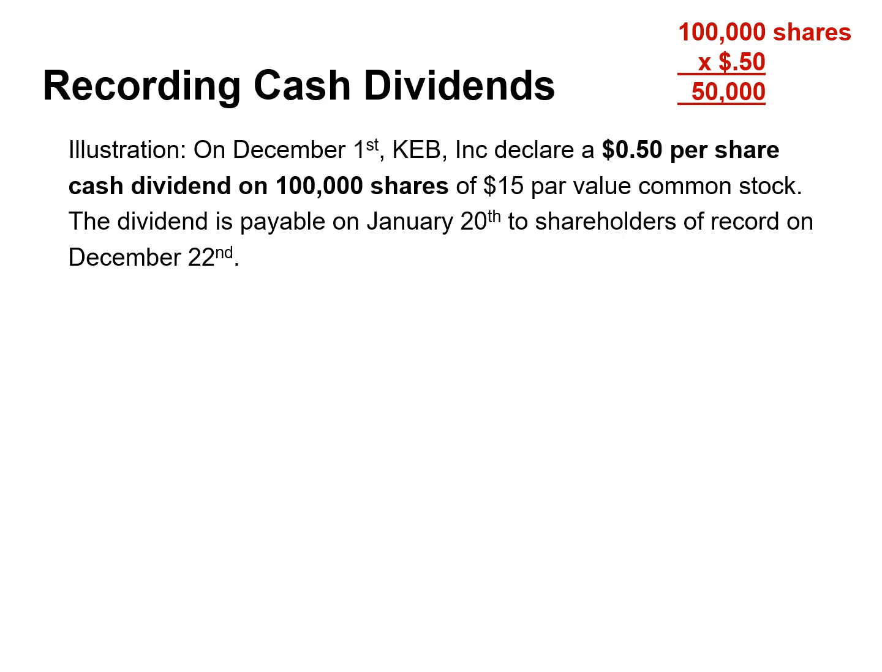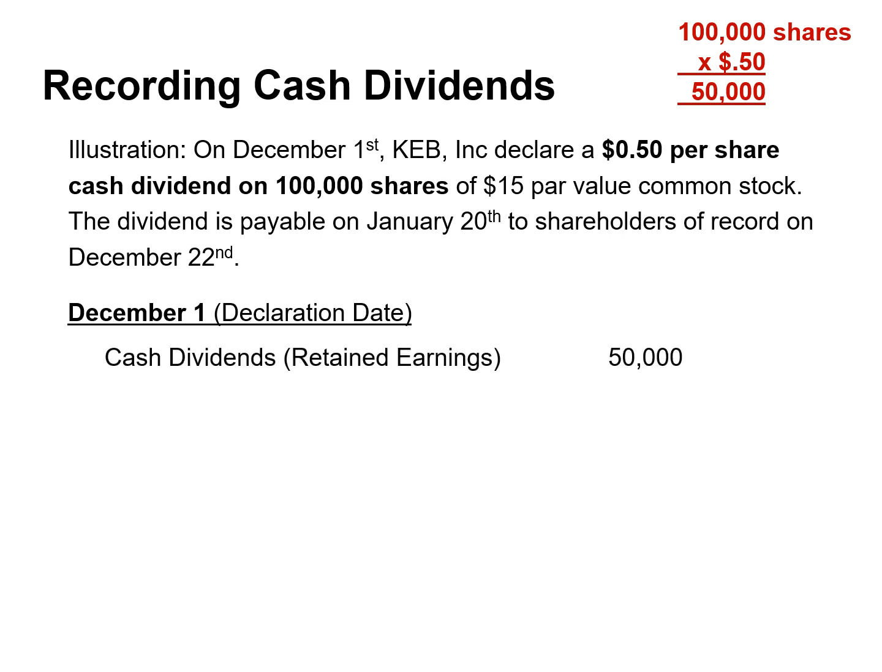In previous chapters, we used an account called dividends to record a cash dividend. Now we will use the more specific title, cash dividends, to differentiate from other types of dividends, such as stock dividends. The entry to record the declaration on December 1st results in a debit to cash dividends or retained earnings for $50,000 and a credit to dividends payable for the same amount. For your homework problems, use the cash dividends, not retained earnings, for recording dividend declarations.